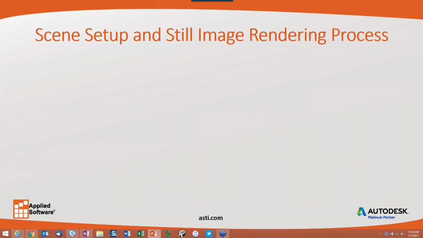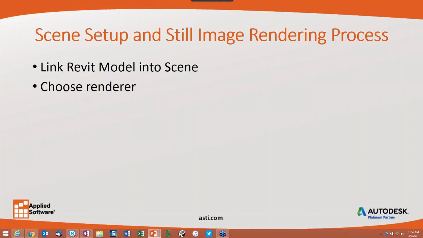So let's review the process for rendering a still image for a Revit model in 3ds Max. First, link the Revit model into your scene using the appropriate preset. Don't forget to break the model up into multiple links if it's very large. Choose your renderer before doing anything else. I recommend the ART renderer except those cases where you need the additional global illumination or effects support that Mental Ray offers.